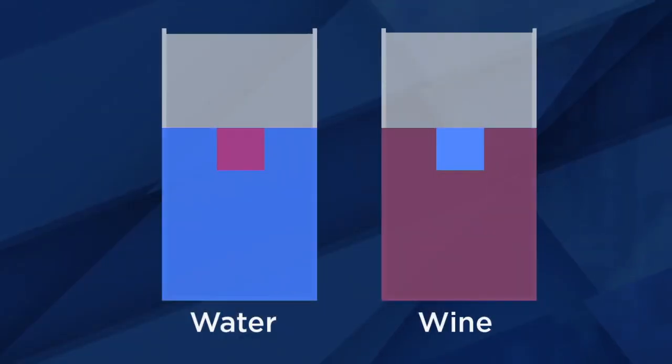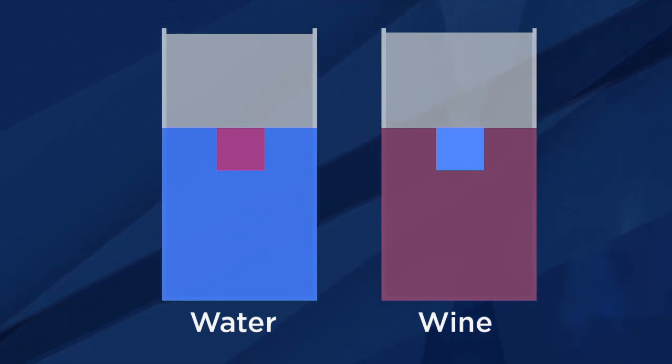The key observation is that each glass has the same amount of liquid at the end as it had at the beginning. So the amount of water that left the water glass must have been replaced by exactly that much wine. And where did the missing water go? It all went into the wine glass. In fact, we could have made the puzzle harder.